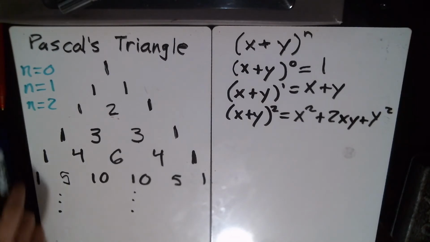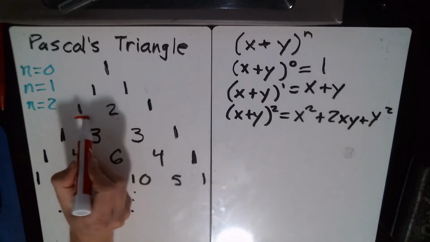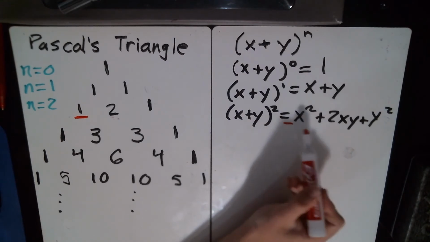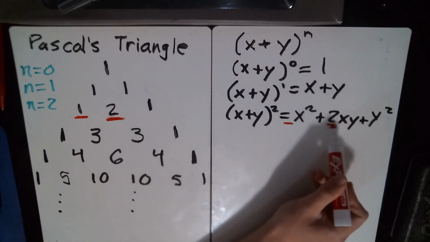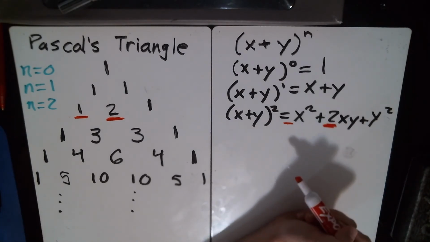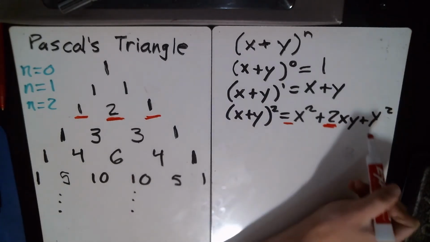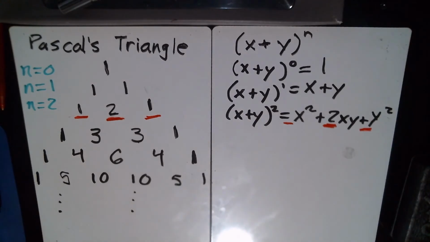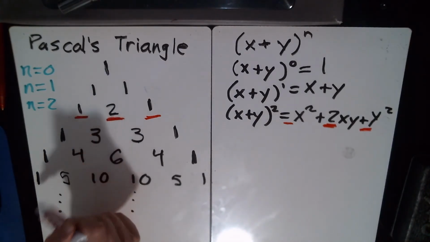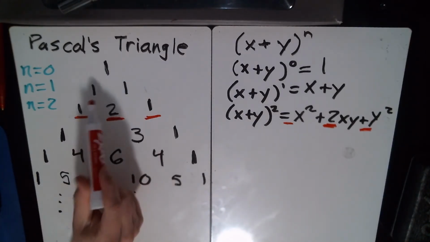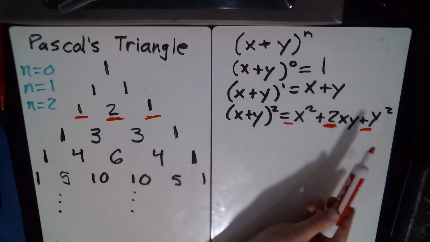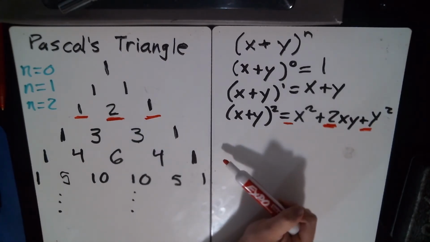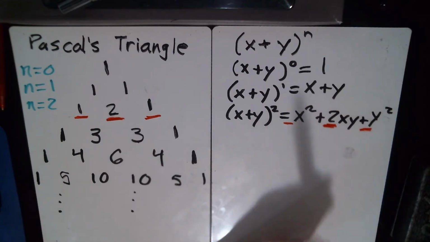And you'll notice what's happening here. This number here is the same as the number in front of the x squared. This number here is the same as the one in front of the xy. And this number here is the same as in front of the y squared. So the numbers in Pascal's triangle actually show up as the coefficients when you expand out your polynomials.